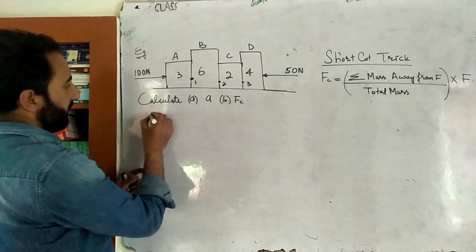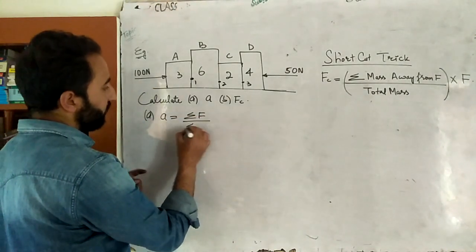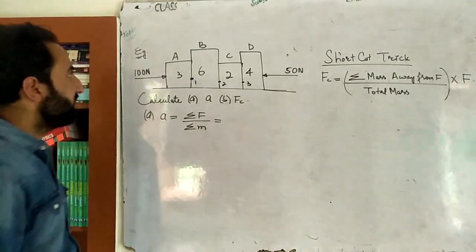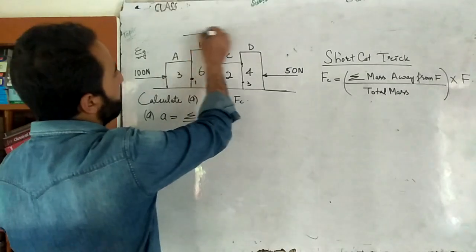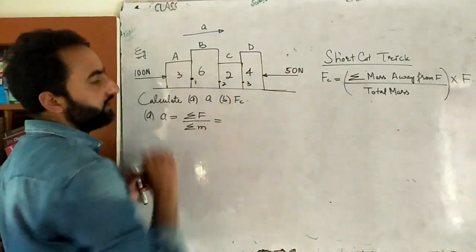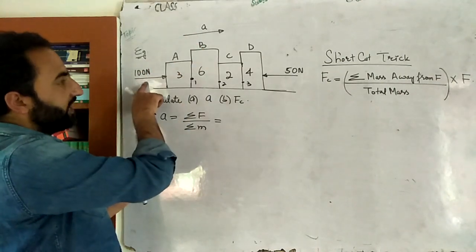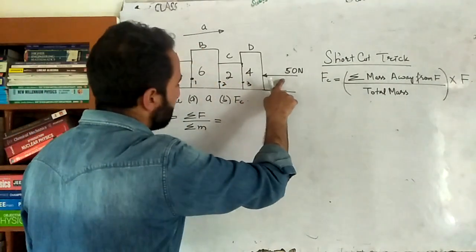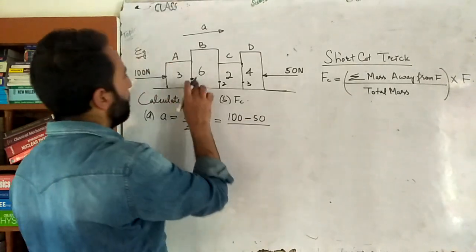So first of all, part A is that we have to calculate the acceleration. Very easy: summation of all the external forces divided by summation of all the masses. How many external forces are there? Obviously 100 Newton and 50 Newton. 100 Newton will accelerate the blocks in this direction because 100 is greater than 50. So take the force in the direction of acceleration as positive: 100 is positive and this one is negative. So it will be 100 minus 50 divided by total mass.